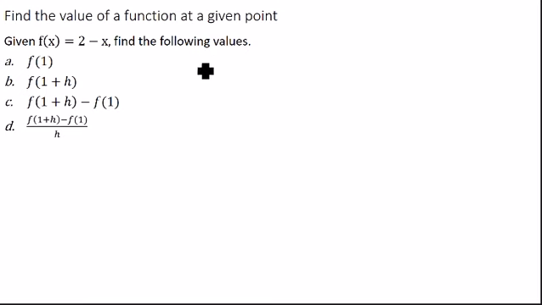Alright, so one more last slide. Find the value of the function at a given point. f of x equals 2 minus x, and then we have to find the values at 1, 1 plus h, 1 plus h minus 1 in f of 1, and then the last one is the fraction, and this is called the difference quotient.